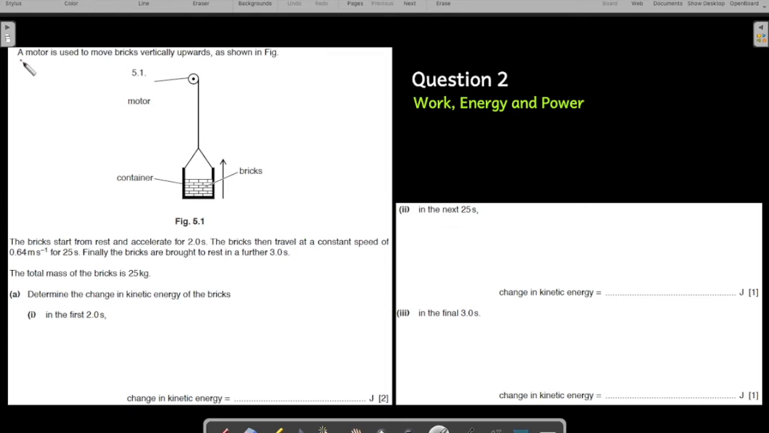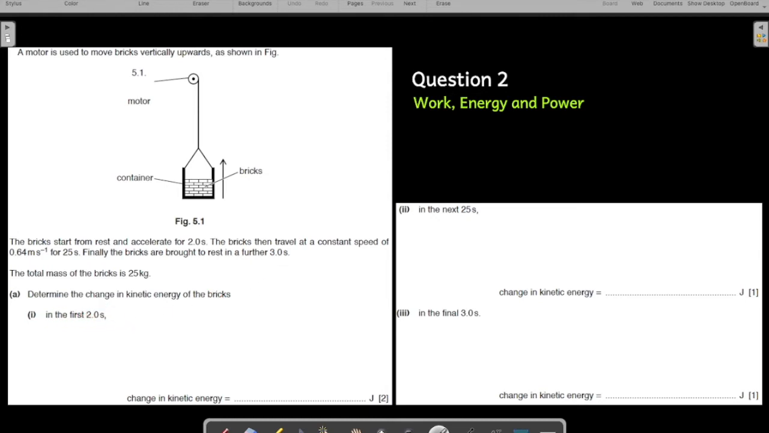Right? So here it is. Here is the question. A motor is used to move bricks vertically upward as is shown here. The bricks start from rest and accelerate for 2 seconds. The bricks then travel at a constant speed of 0.64 meters per second for 25 seconds, and finally the bricks are brought to rest in a further 3 seconds. The total mass of the bricks is 25 kg. Determine the change in the kinetic energy of the bricks in the first 2 seconds.